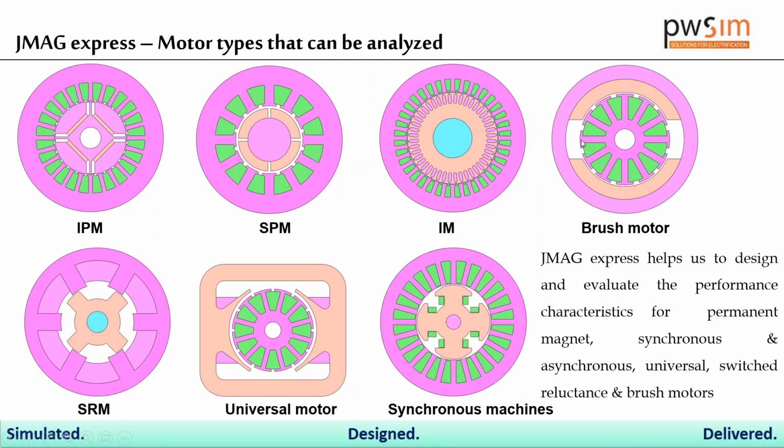So these are some of the inbuilt templates that are already present in JMAG Express. You have the permanent magnet motors, like you see the first and second one: the interior permanent magnet as well as the surface permanent magnet machine. You have the induction motor, a brushed motor, switched reluctance motor, universal motor, synchronous machines, to name a few of the templates that you can use within JMAG Express. And every motor will have its own stator and rotor combination, like each motor will have some 10 or 15 combinations of stator and rotor available for your analysis.